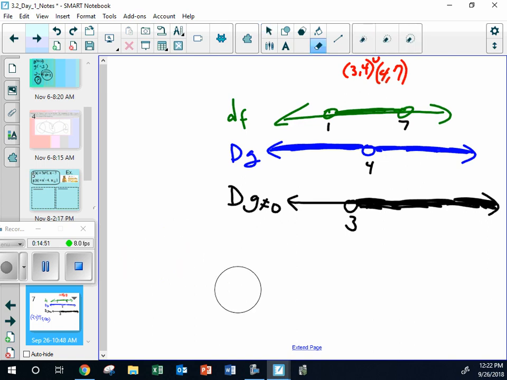Make it an interval notation. All right, and pause for a second. Let me give that a try. Okay.